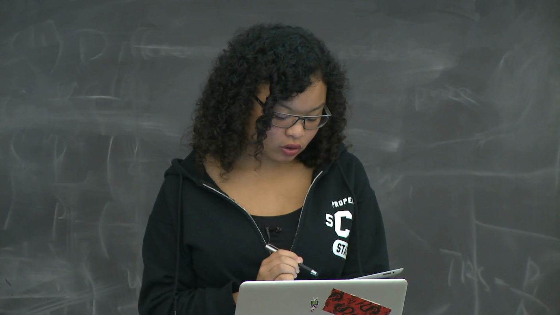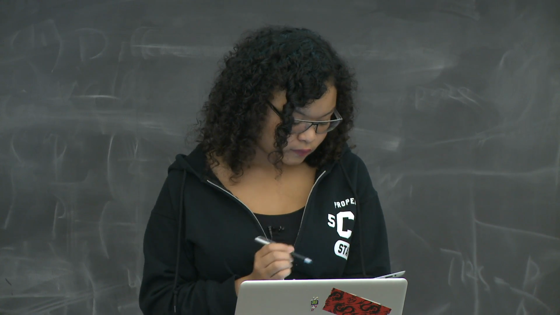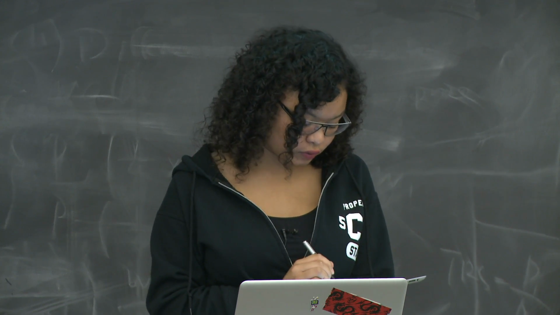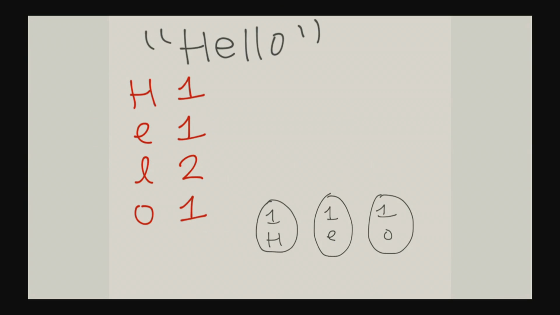Okay, so what I'm going to do now is basically draw out these nodes. So I have 1, which is H, and then another 1, which is E, and then a 1, which is O. Right now I'm putting them in order, and then 2, which is L.